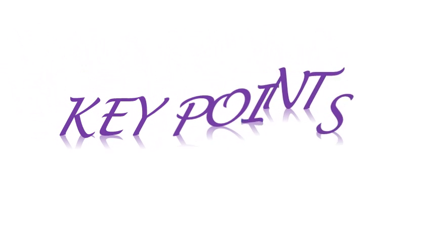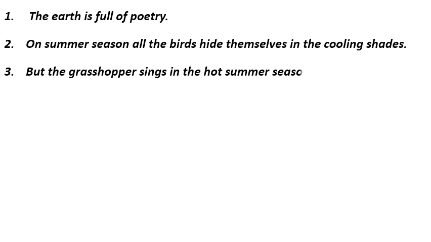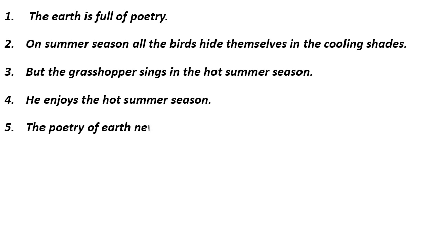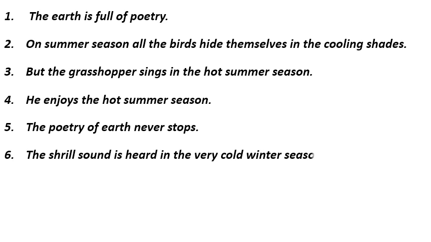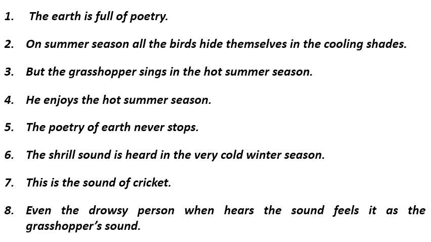So now let us discuss the main key points of the poem. The earth is full of poetry. In the summer season, all the birds hide themselves in the cooling shades. But the grasshopper sings in the hot summer season. He enjoys the hot summer season. The poetry of earth never stops. The shrill sound is heard in the very cold winter season. This is the sound of the cricket. Even a drowsy, means half asleep, person, when he hears the sound, feels it is the grasshopper's sound. So these are the main key points of the poem.